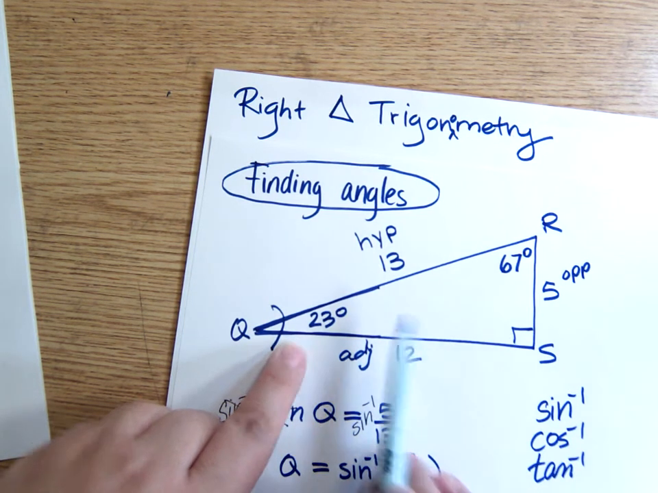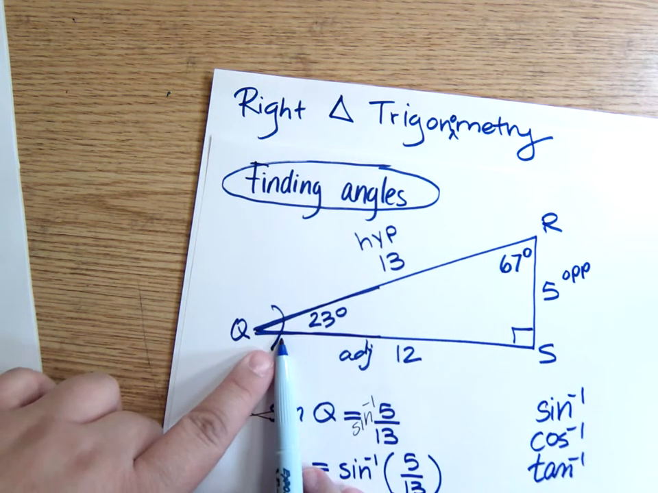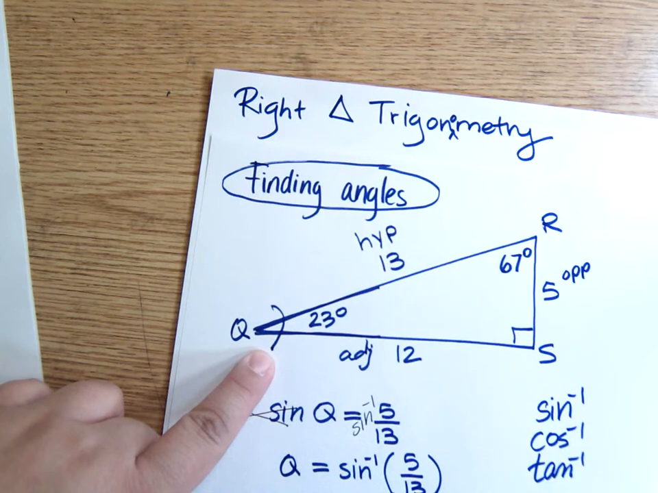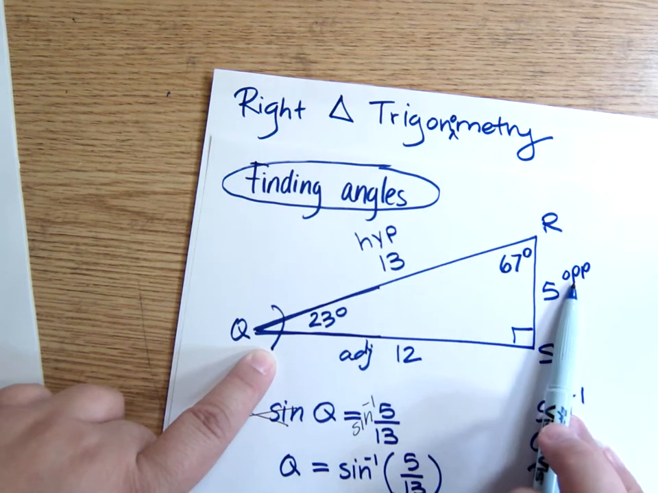Now, you might wonder in this particular problem, if you were asked for Q and you had all three sides, how would you know which two to use? You could use any two if you know all three sides. You just have to make sure you're using the correct ratio for the two you choose. If I choose opposite and hypotenuse, I'm going to go with sine and use the inverse sine. If I choose adjacent and opposite, I would use inverse tan.